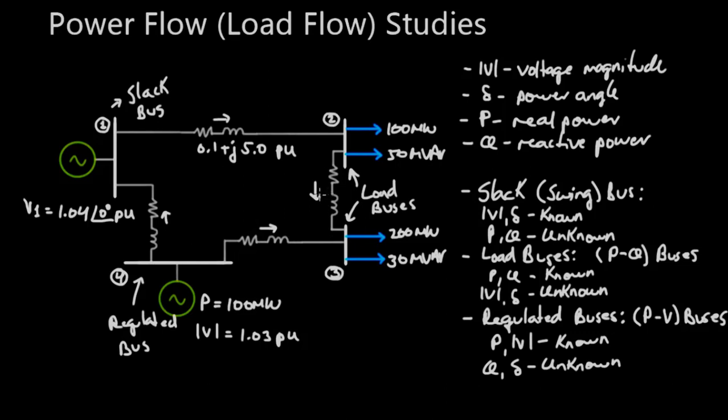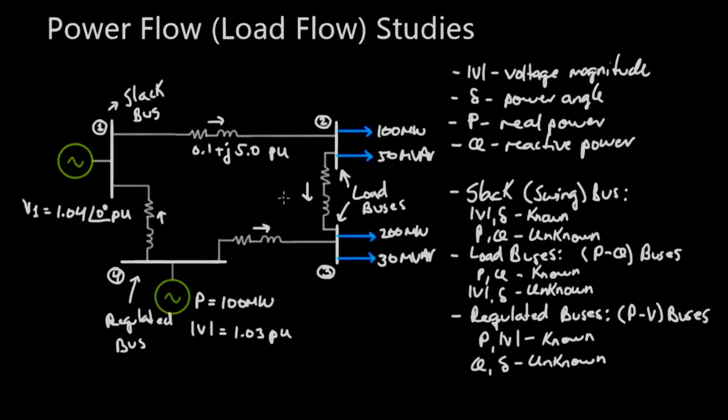And again, the difference in power in the system would be supplied by our slack bus. So for example, in here, since I know that this generator is supplying 100 megawatts, but I have a load here of 100 megawatts and 200 megawatts, I would know that my slack bus is going to have to be supplying at least the difference between those. So at least 200 megawatts plus whatever losses we have in the transmission lines in the system.